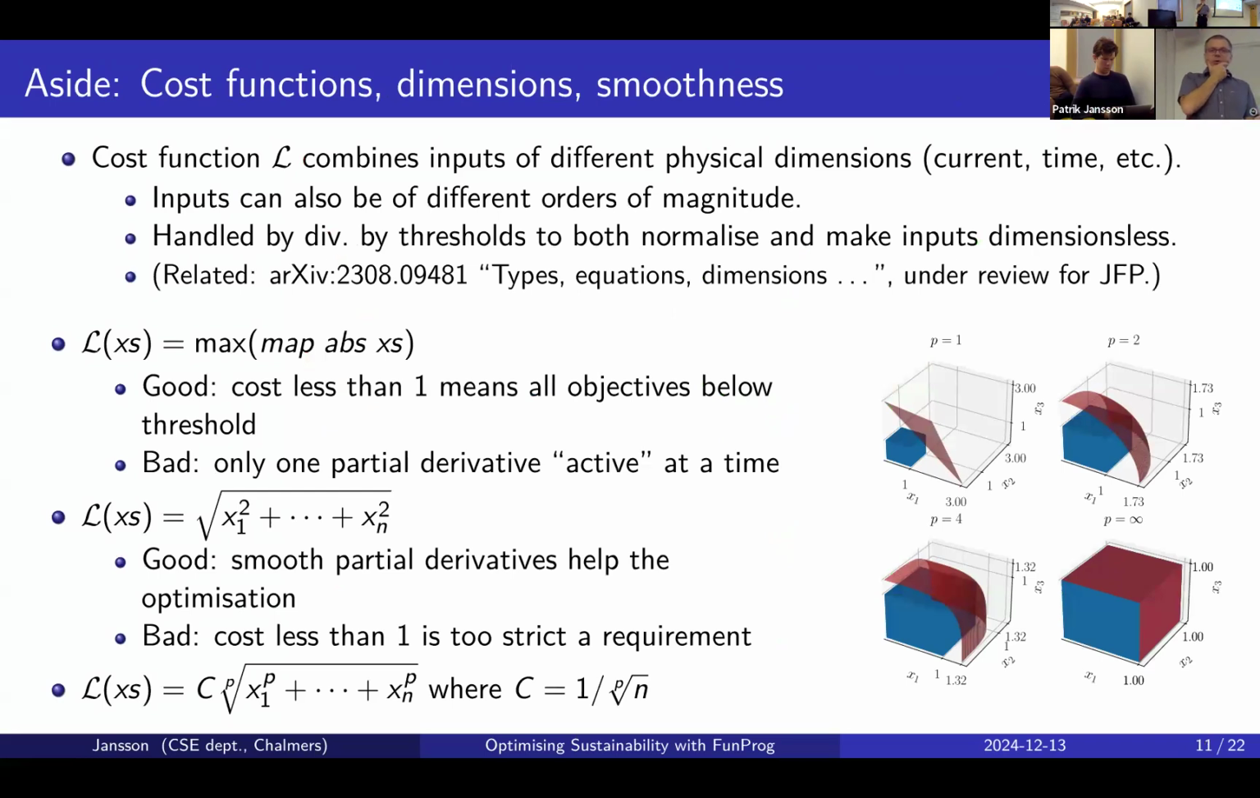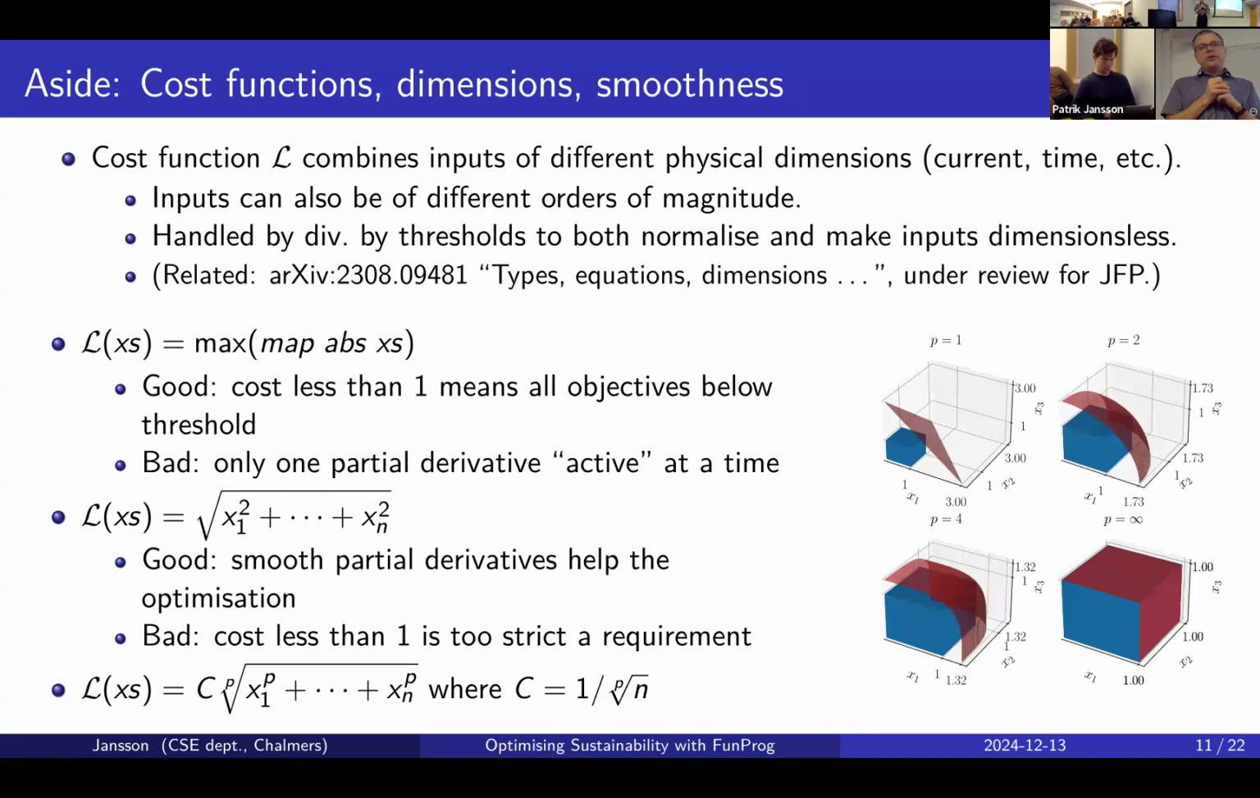So a few things then about the cost function. First, note that it combines values of different physical dimensions. It combines currents and times, etc. So clearly, you can't just add them up. It wouldn't make sense to add one current and one time and one, I don't know, third unit. So we need to do something to handle the dimensions here.